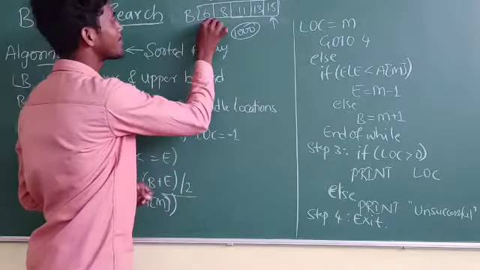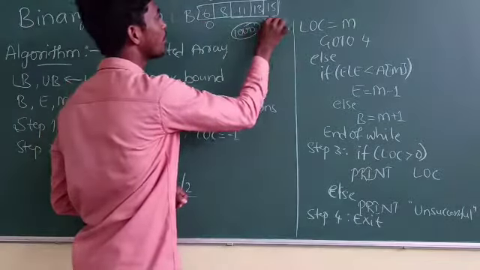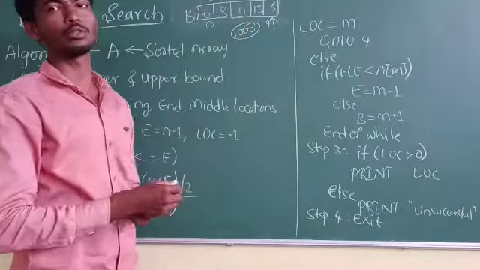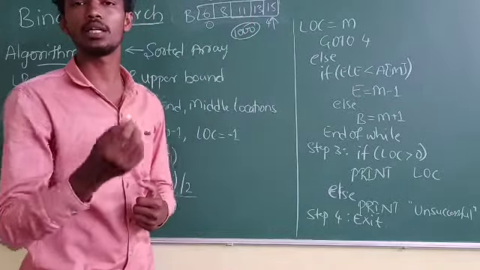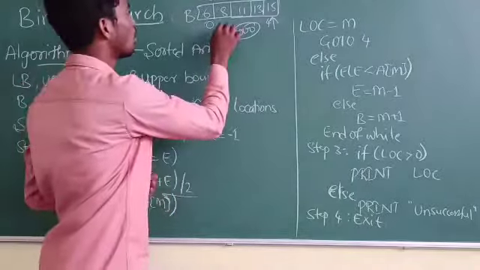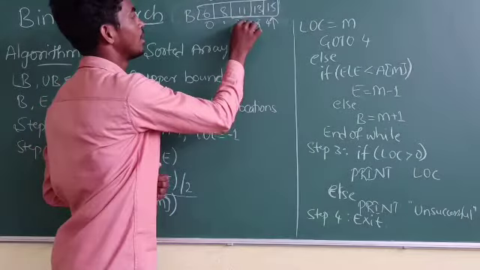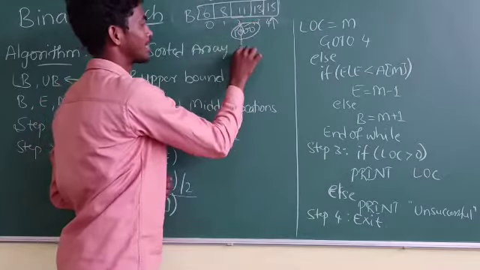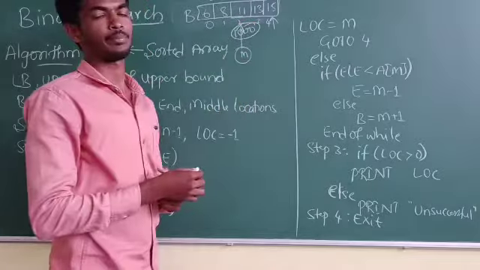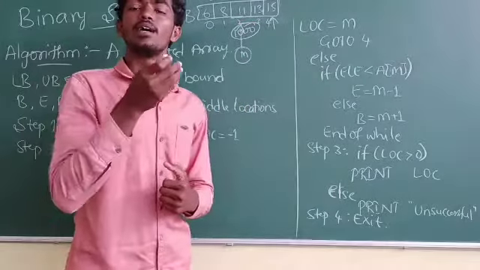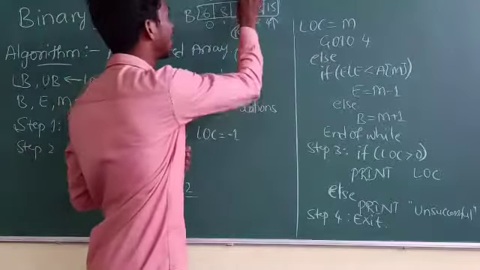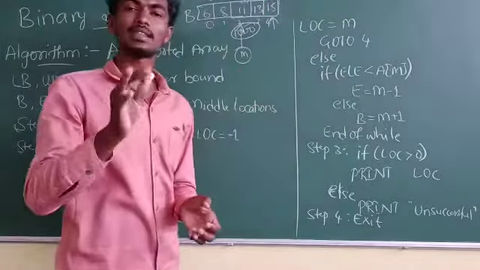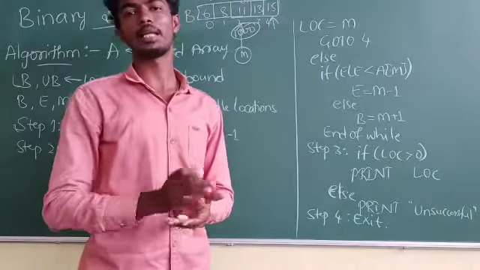Here the beginning is 0 and the ending is 4. Beginning plus ending gives 4, and divided by 2 it gives 2. That is 1, 2, 3. It will show you the middle element like this, m as the middle. And it compares the searching element with the middle element.